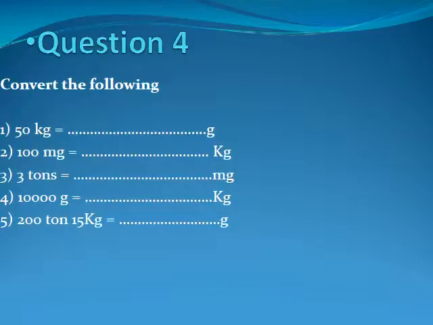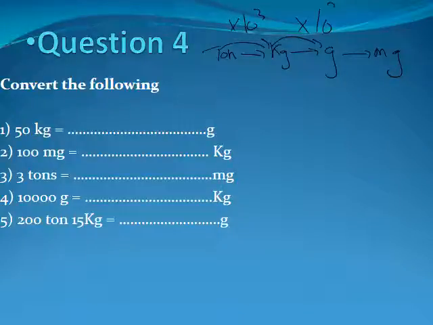Question number 4, convert the following. First, I have to write the conversions on a draft paper. You have to write ton, kilogram, gram, and milligram. From ton to kilogram, times 10 to the power 3. From kilogram to gram, times 10 to the power 3, from gram to milligram, times 10 to the power 3. In the reverse direction, Muhammad Ali, from milligram to gram, divided by 10 to the power 3. From gram to kilogram, divided by 10 to the power 3. Kilogram to ton, divided by 10 to the power 3.